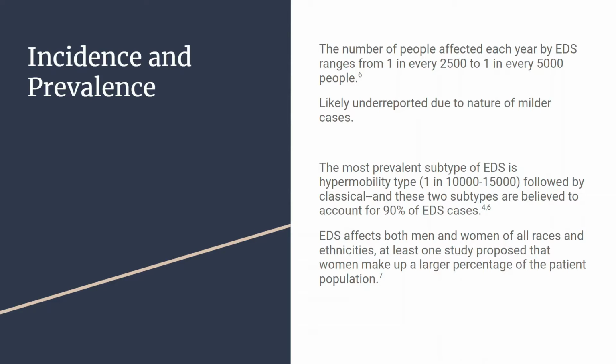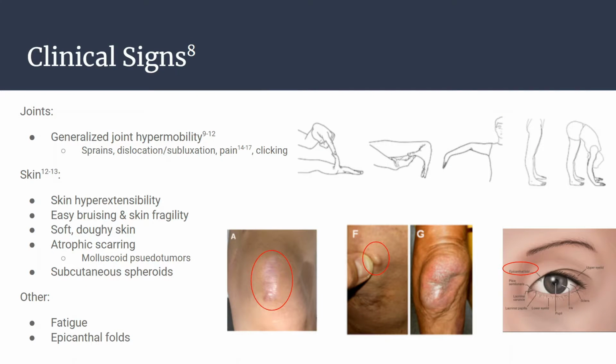And then when you pair that with the classical subtype, that is believed to account for about 90% of EDS cases. And both men and women of all races and ethnicities are affected equally, as Rachel will talk about later, but there was at least one study we referenced that proposed women make up a larger percent of the patient population. These are some of the most common clinical signs seen in different types of EDS.